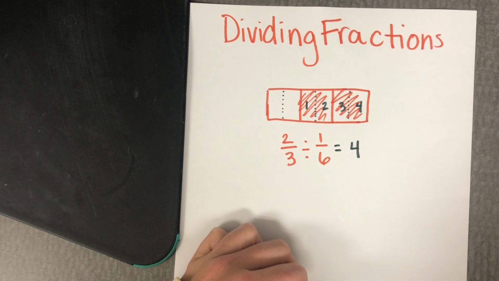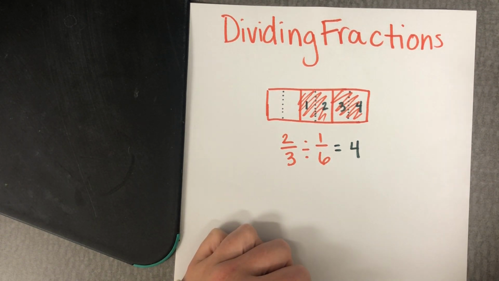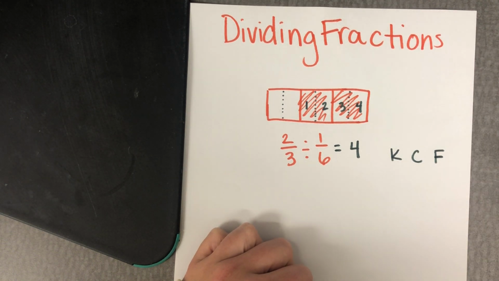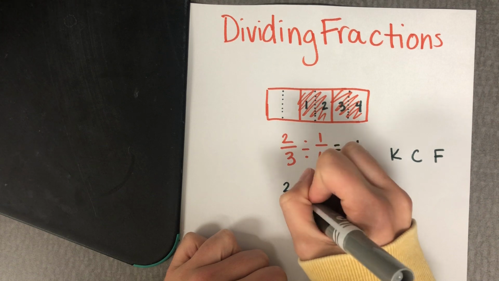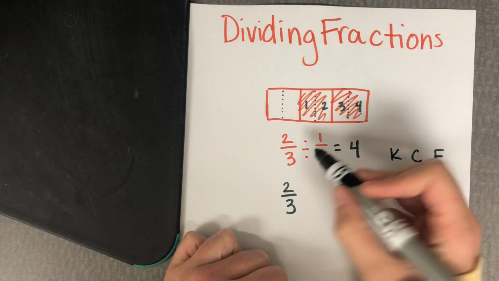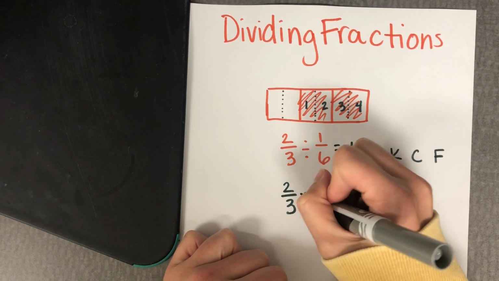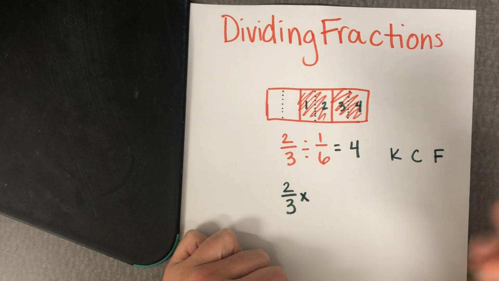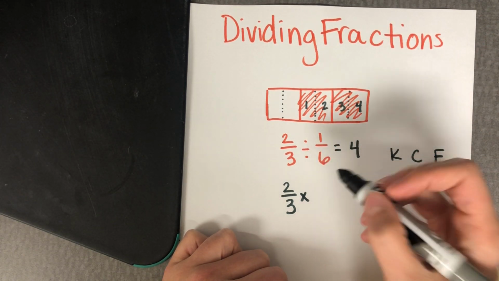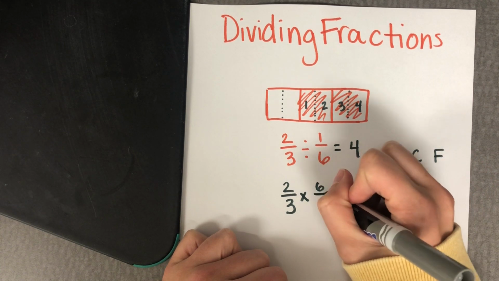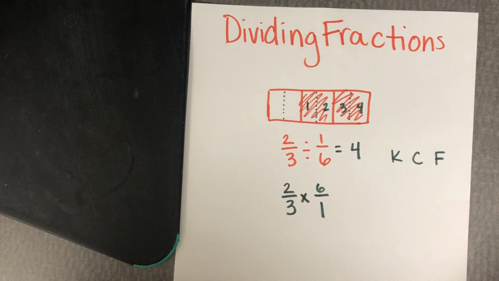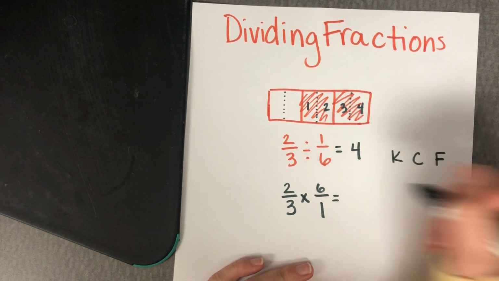So you'll remember yesterday that Miss Allender told you about keep, change, flip, where you keep the first fraction the same, 2/3. You change the division symbol to a multiplication problem, and you flip the second fraction over. So instead of writing 1/6, I'm going to write times 6 over 1. And then I'm going to multiply like we learned to do last week when we were multiplying fractions. So we just multiply straight across.